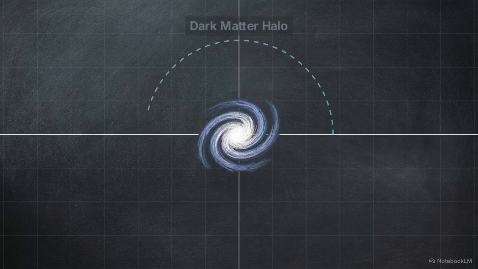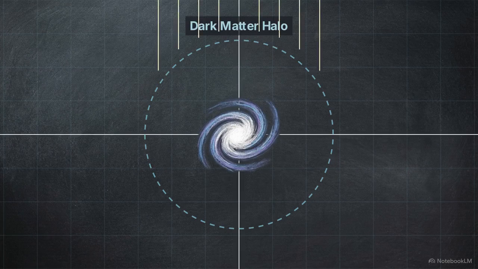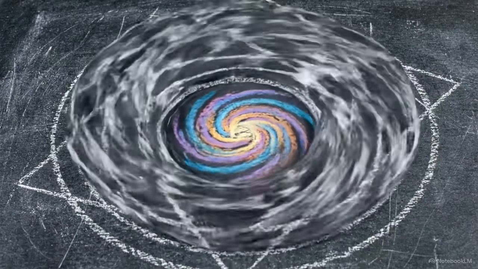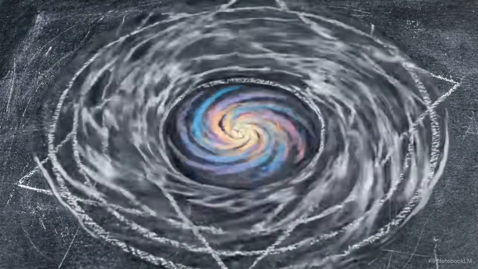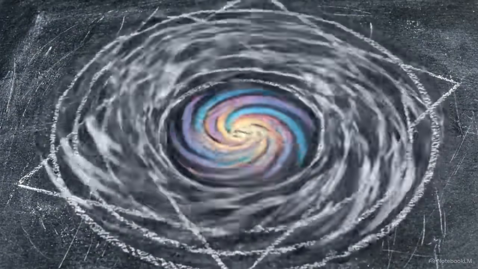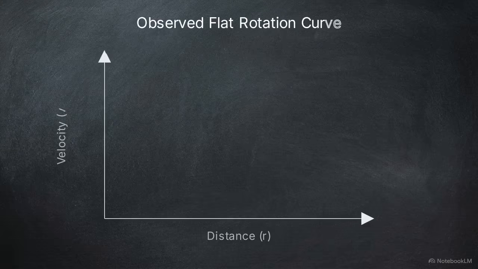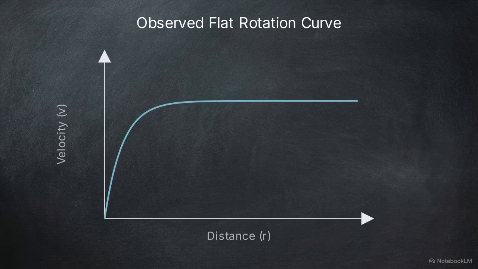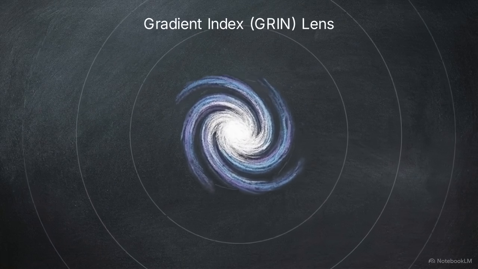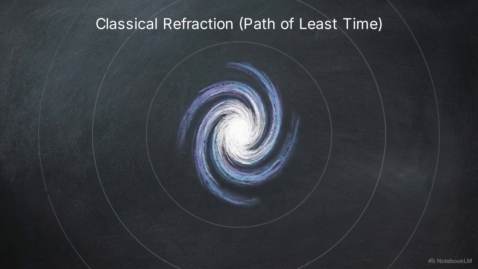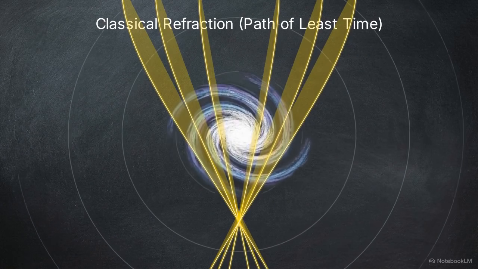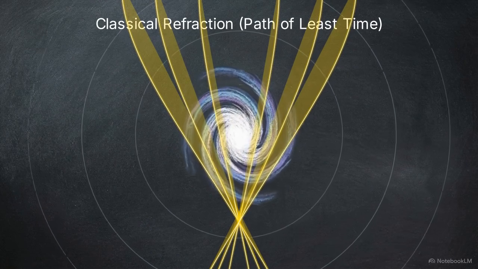Standard analysis uses excess gravitational lensing to infer the existence of invisible dark matter halos surrounding galaxies. In a refractive framework, a galaxy is a synchronized collective of mass that generates a macroscopic velocity gradient in the vacuum. The flat rotation curves observed in galaxies dictate a specific extended optical profile. This profile creates a macroscopic gradient index lens, or GRIN lens. Light follows the path of least time through this gradient, bending inward purely due to classical refraction.